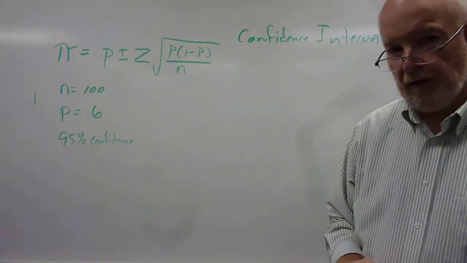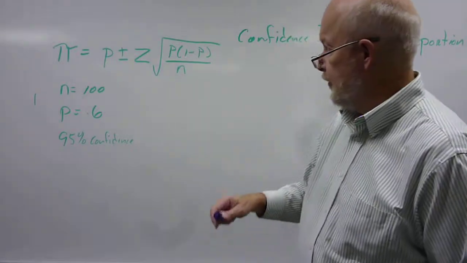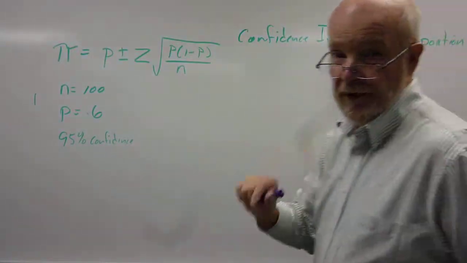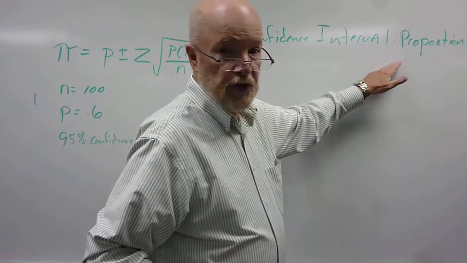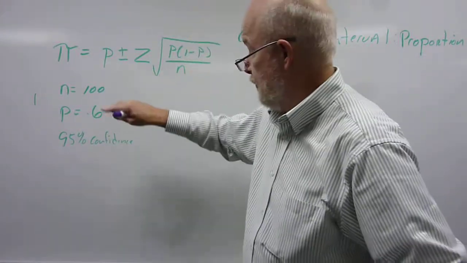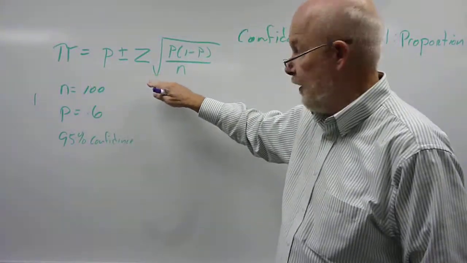Okay, we have our second calculation, our second major calculation. In this case, we're going to talk about the confidence interval related to a proportion. We have a different formula that we're going to use. The confidence interval for a proportion looks a little like the other one.